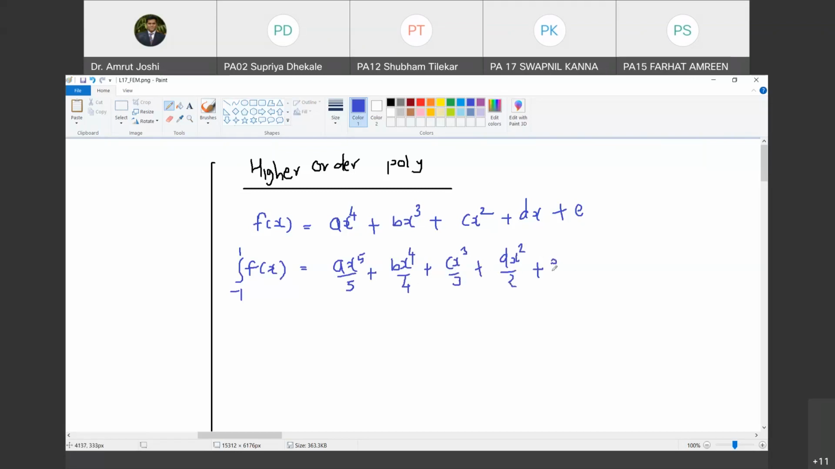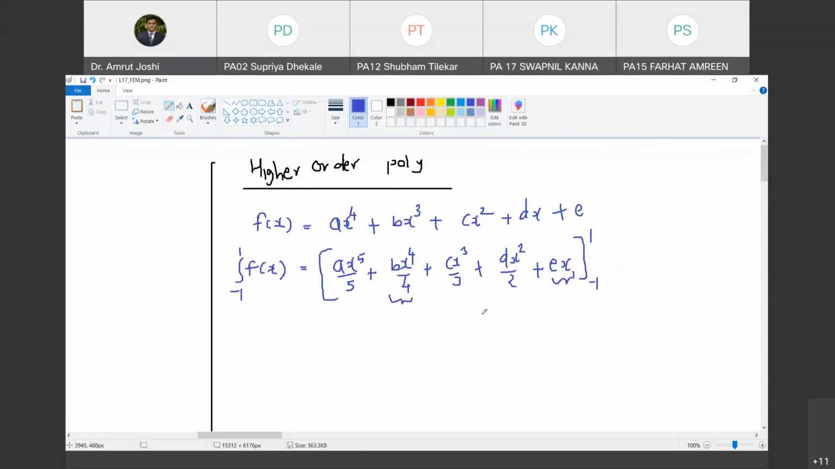Plus ex, and this is within limits minus 1 to 1. Can you tell me which terms are going to vanish and which terms are going to prevail? Even ones vanish. Yes, so ex to the 4 is going to vanish.